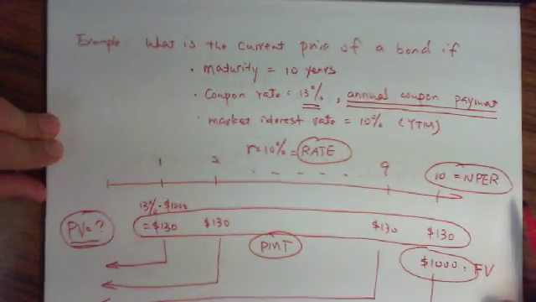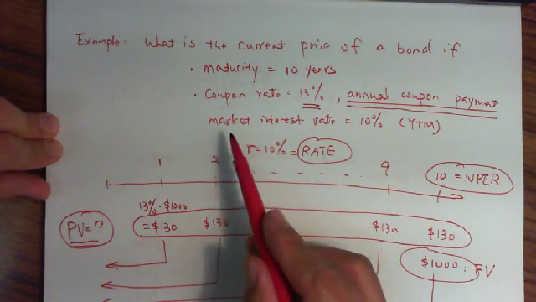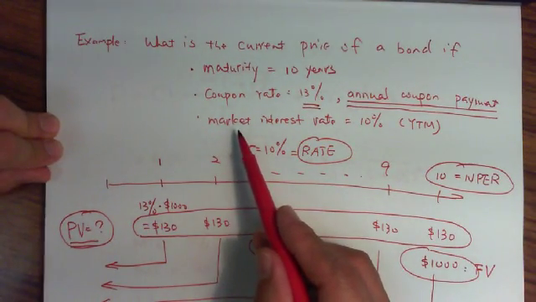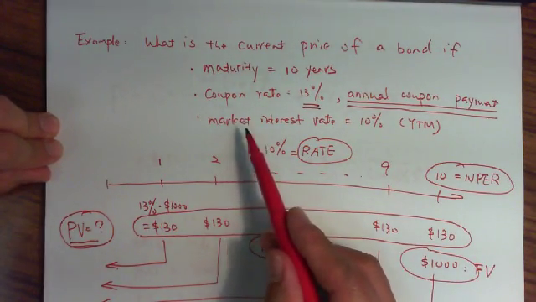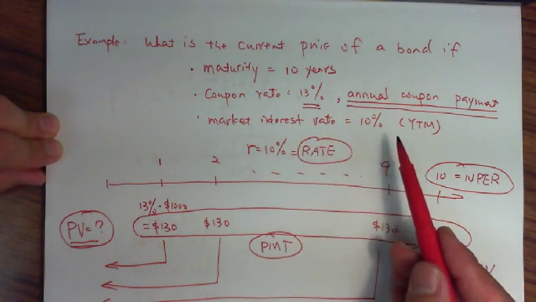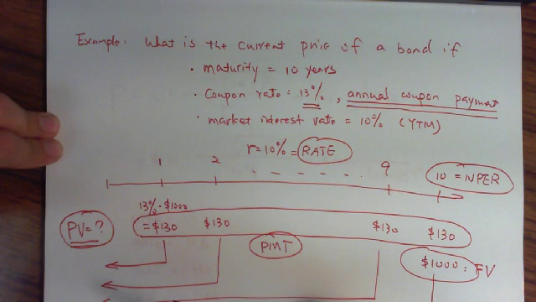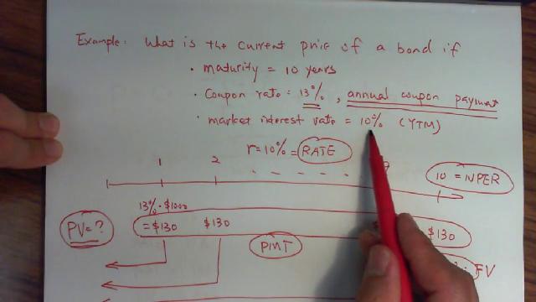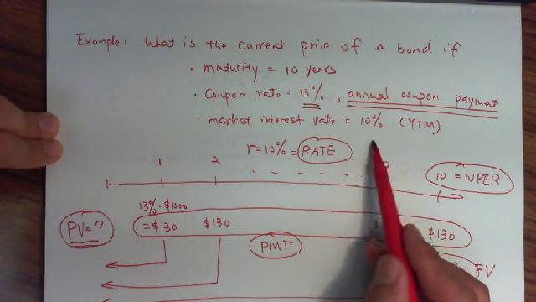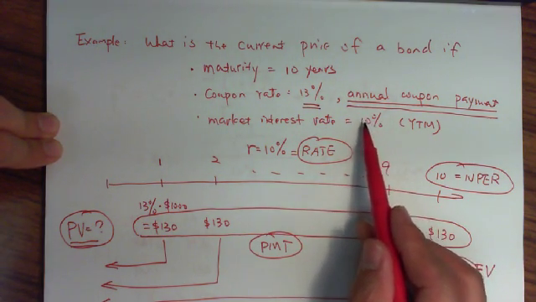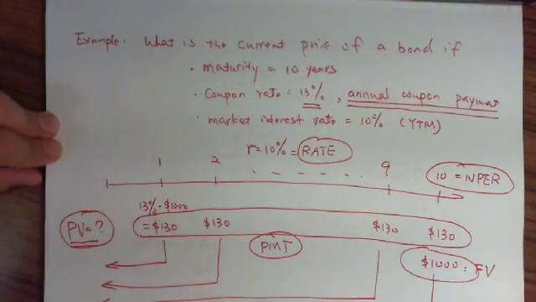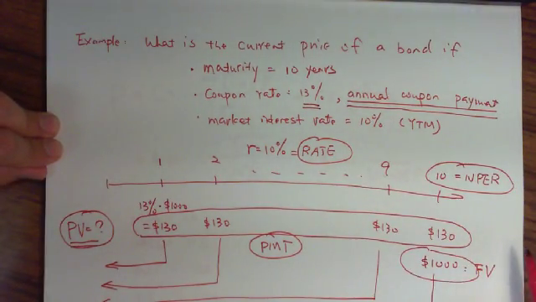Now, suppose we want to find the price of the bond. So we need to know what is the current market rate of interest. In other words, if we buy the bond, how fast, based on the current economic condition, how fast would our money grow? Now, suppose we find out it is 10%. So at the current time, the money should grow at 10%. Now, what's the price? First, we create a timeline.